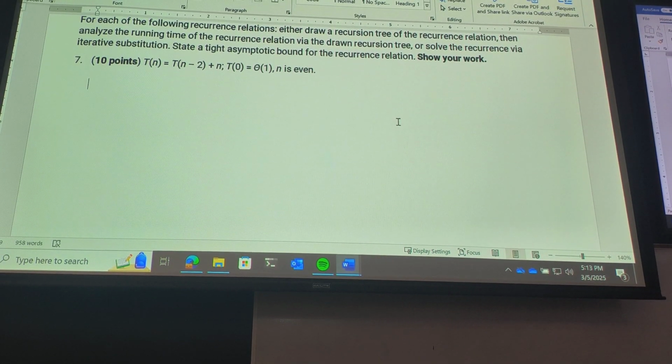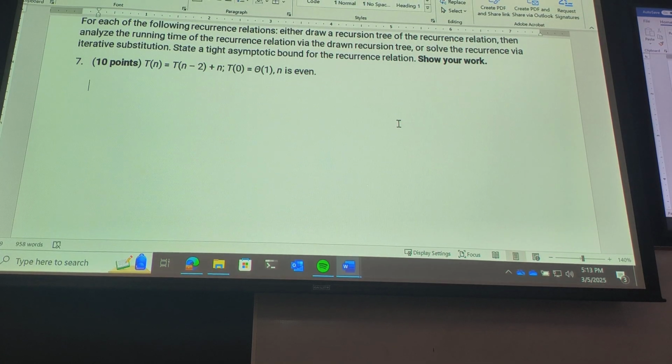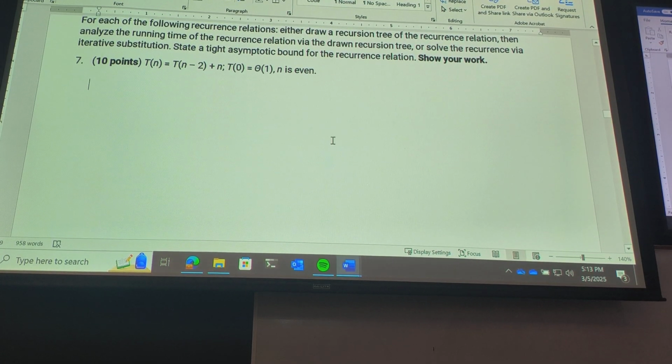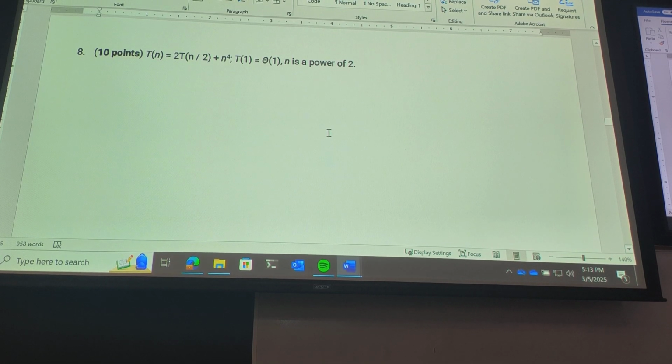If you memorize the asymptotic bound and it's correct, I'll give you half credit. If it is not correct, you get nothing unless you show me some work. If you write I don't know, 20%. Number 8, another one.